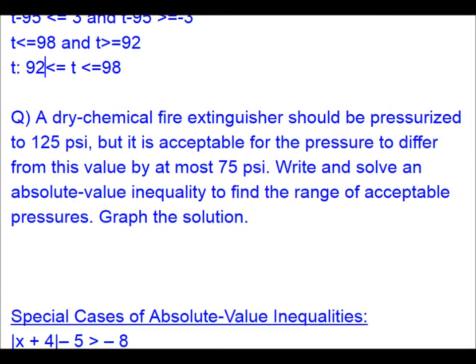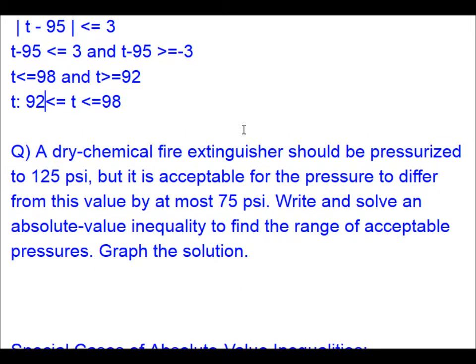Let's see another word problem to understand more. A dry chemical fire extinguisher should be pressurized to 125 psi, but it is acceptable for the pressure to differ from this value by at most 75 psi. That means from 125 it is acceptable to vary by 75 on both sides. That means 75 less than 125 or 75 more than 125.